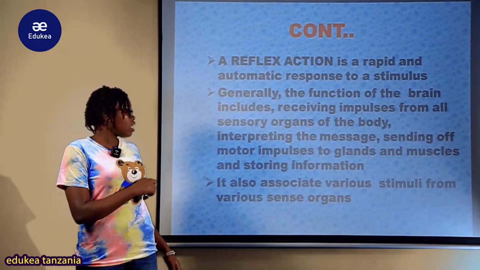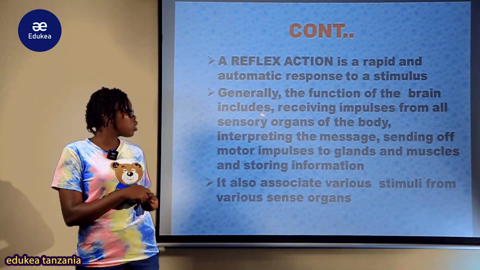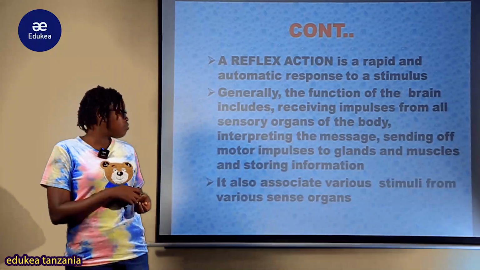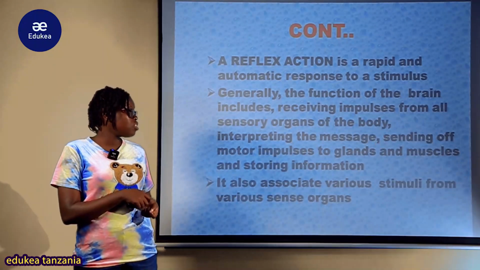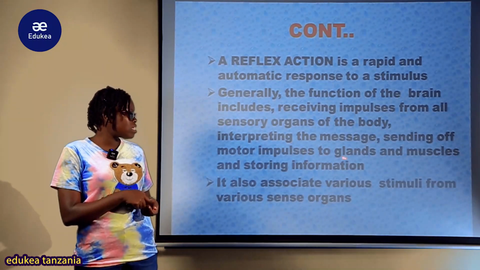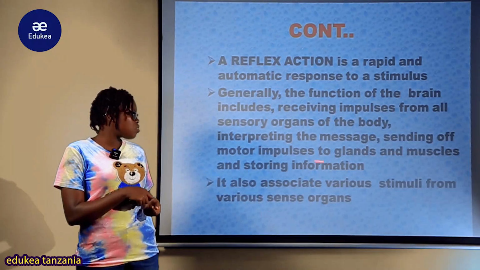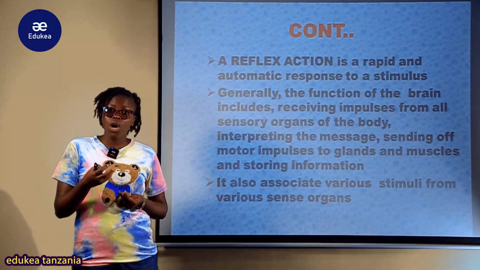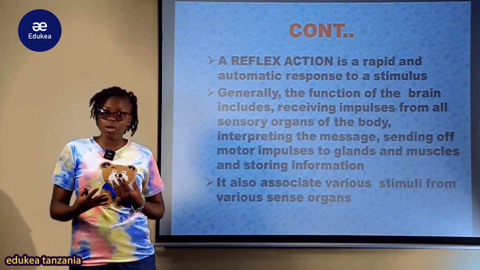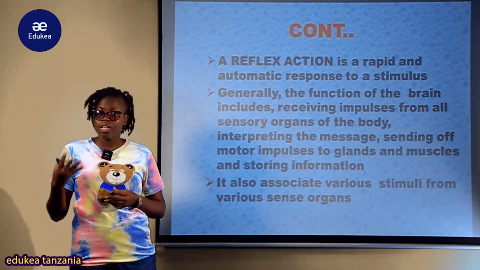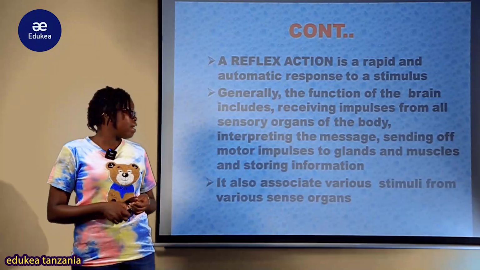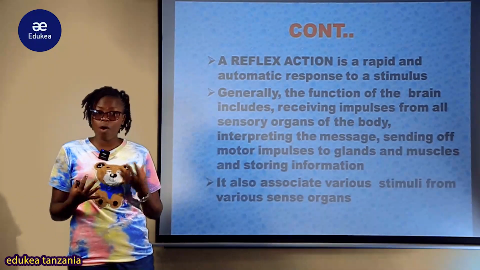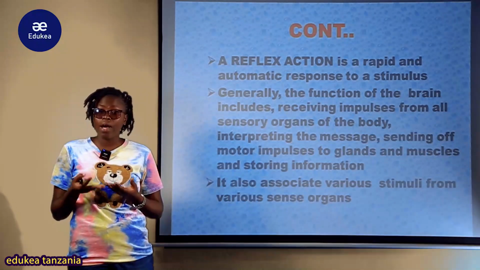So generally the functions of the brain include receiving impulses from all sensory organs of the body, and then interpreting the message and sending off motor impulses to glands and muscles, and storing the information. These are the major functions of the brain, ambayo katika receiving of the impulses detected by the sense organs, which is delivered by the sensory neurons. After that ni katika interpretation of the message, kuweza kujua kwamba this message inakuwa inamaanisha nini.